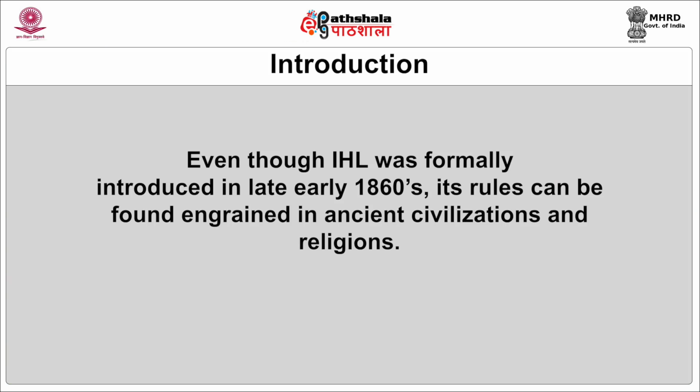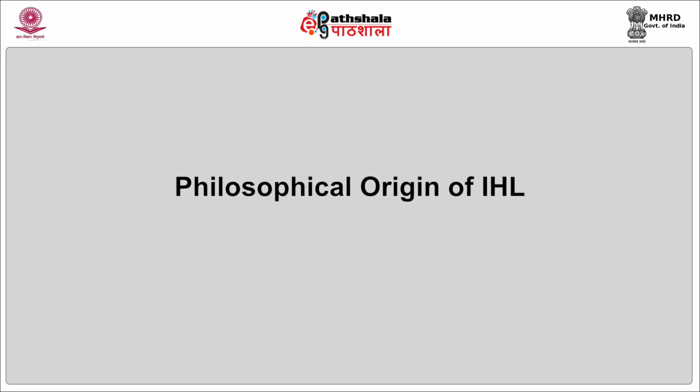With a century's worth of expansion, international humanitarian law, or IHL, has developed into a comprehensive body of rules which work to ensure that the damage of an armed conflict is the least possible, especially on innocent civilians. Even though IHL was formally introduced in the early 1860s, its rules can be found ingrained in ancient civilizations and religions. This chapter will trace back the history of IHL to explain how it has reached the point where it stands now.